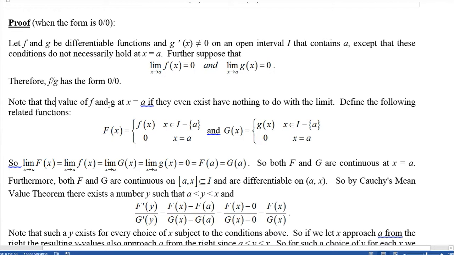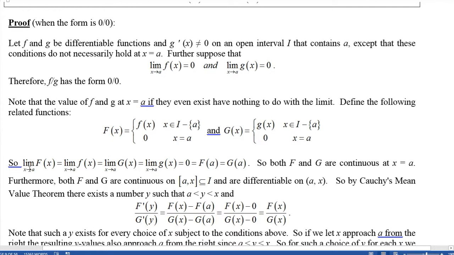Now notice that the values of f and g at x equals a, if they even exist, have nothing to do with the limit. So we're going to define these other related functions: capital F of x is the same as little f of x for all x's in the interval I, except maybe for a, and big F of a is 0. And similarly, capital G of x equals little g of x for all x's in the interval except for a, and big G of a is 0.